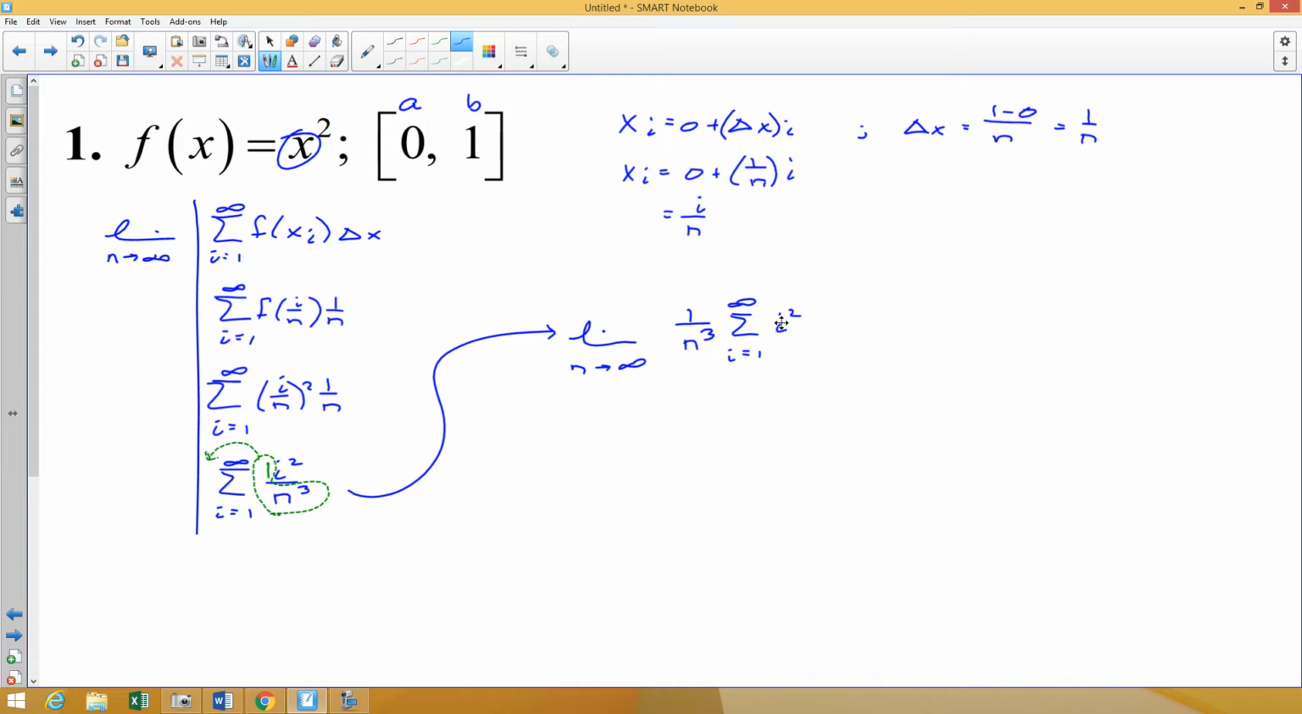Now there are some formulas for the sums of the first n integers, the first n squares, the first n cubes, and all that mess. This summation right here, the sum as i goes from 1 to infinity of i squared, the formula for that, and you really just need to know these, is n times n plus 1 times 2n plus 1, all over 6. And then that is going to be multiplied by the 1 over n cubed in front here. So it's 1 over n cubed times that, and we are still doing the limit as n approaches infinity.